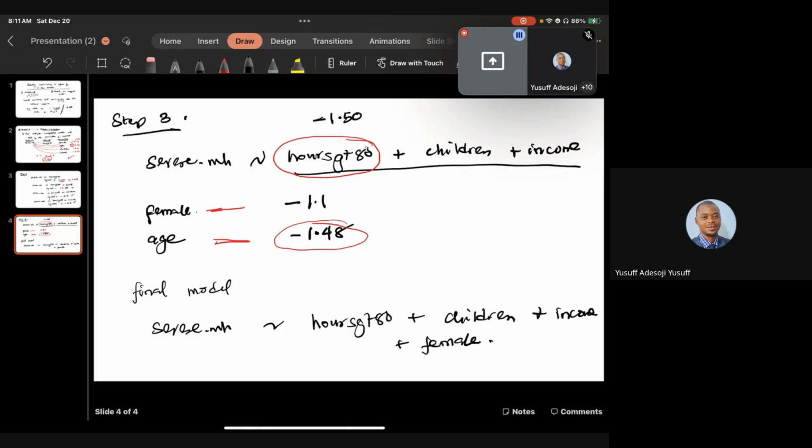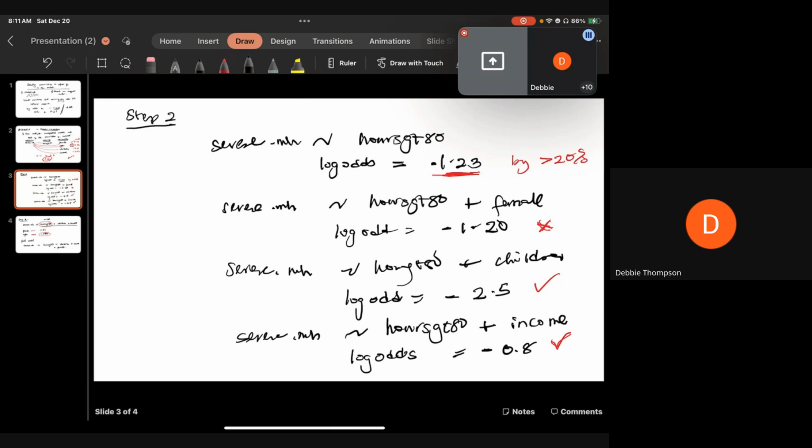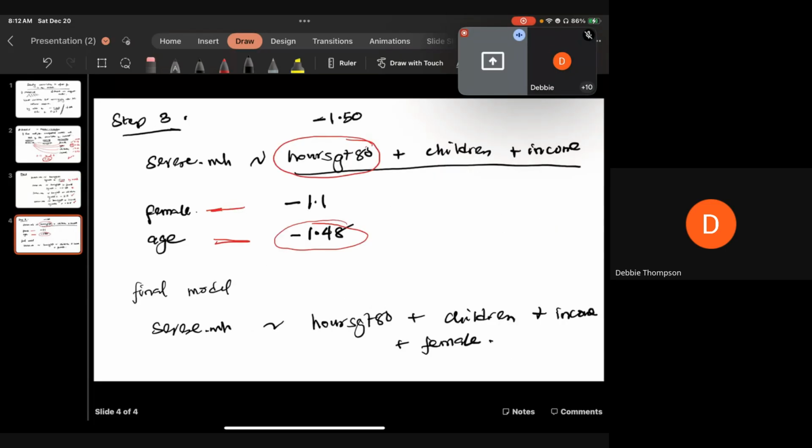Is this clear, or do I need to go over it again? Your explanation is clear, but is there a cutoff for what you would consider? So here you kind of just eyeballed it and said, well, 1.48 is not much different from 1.1. So you moved ahead with female. But is there some kind of cutoff that you would apply in the way that you had applied something earlier about greater than 20%? Yeah, you could use 20% here as well.